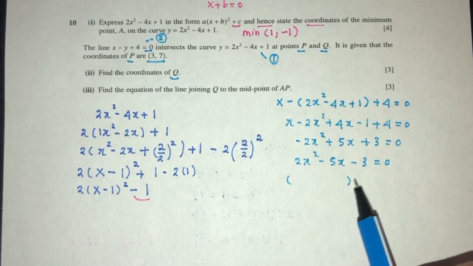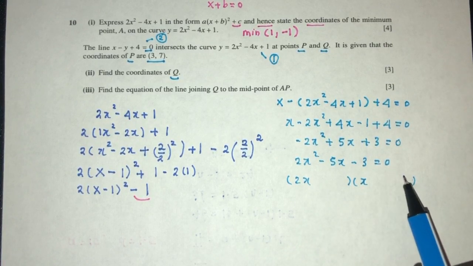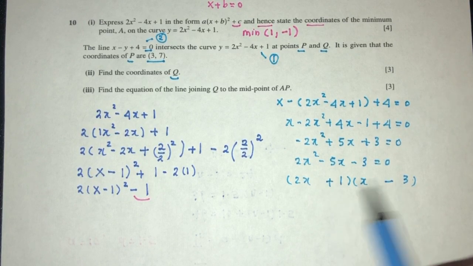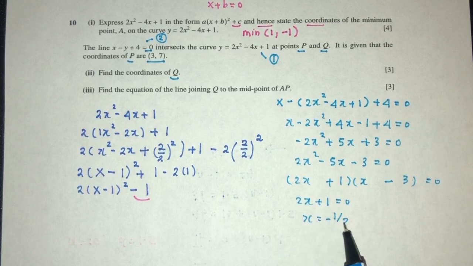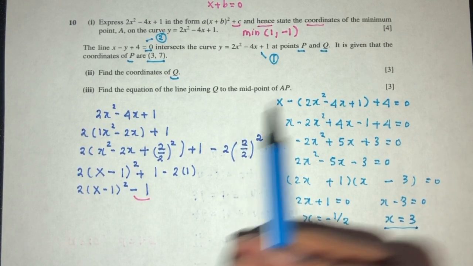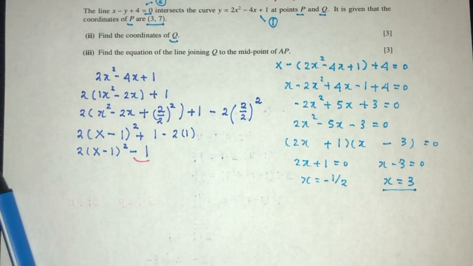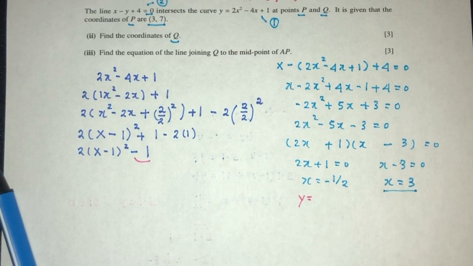Now we can simply factorize. That will be 2x times x. Here we have 3 times 1. To get minus 5, we have to have minus 6 plus 1. So 2x plus 1 is 0, x will be minus half. X minus 3 is 0, x will be 3. Now this one we know already, given to you by the point P, 3, 7. We just need this one. When x is minus half, y is what? Replace back in your equation.